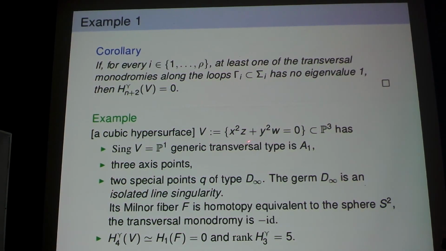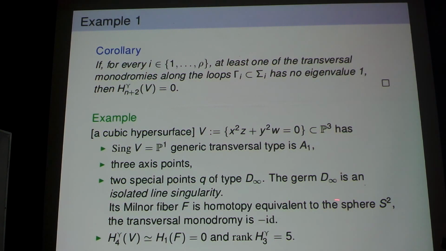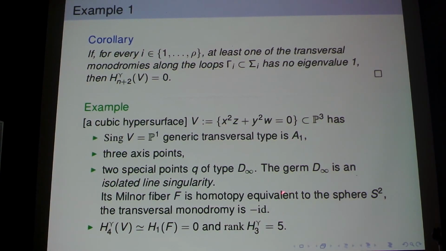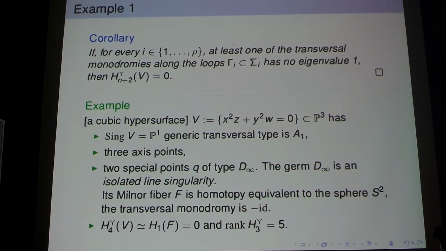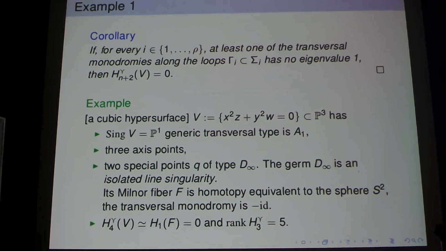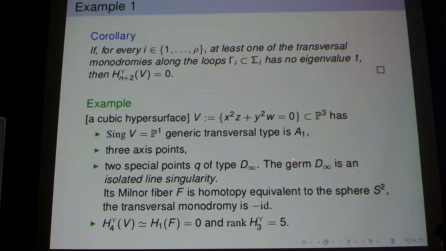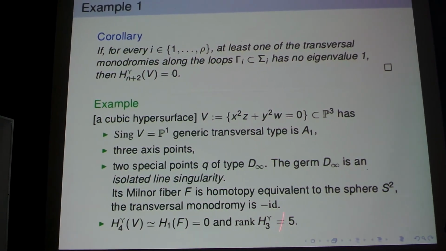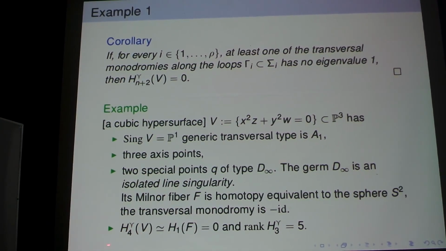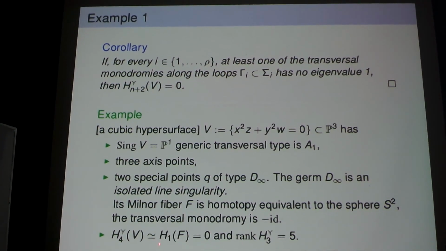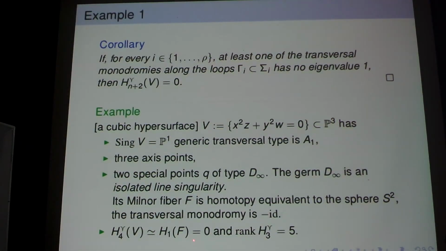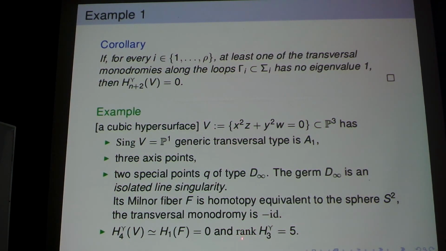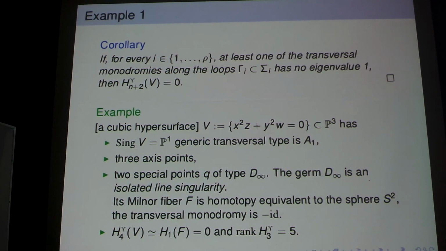And so we also know the homology of the Milnor fiber. It is just a sphere S2. And we also know that in this case the transversal monodromy is minus the identity. So now we have even 2 points where the local Milnor fiber is concentrated in middle dimension. So it follows from the theorem that this guy is equal to 0, and via the counting formula of the Euler characteristic, I found the rank of the vanishing homology.